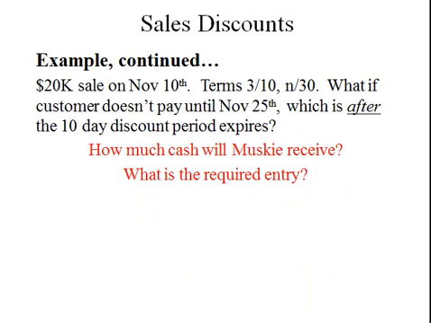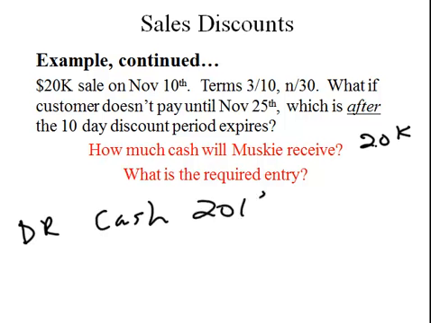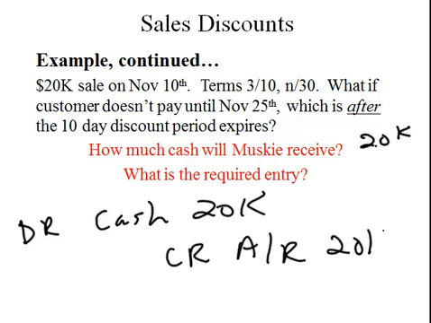Let's continue the example and assume that the customer does not pay within the 10-day discount period. Muskie would receive the full $20,000 of cash. The required journal entry would be a debit to cash for the $20,000 received and a credit to account receivable for $20,000. Notice there is no sale discount.